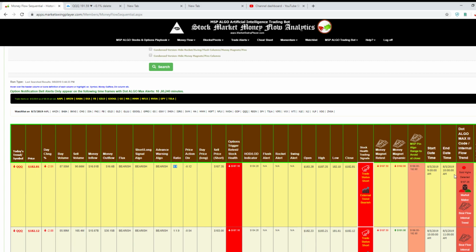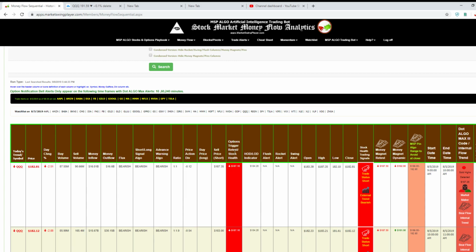From 9 to 10, there was more selling than buying, so the sell price will be populated. If there's more buying than selling, the buying will be populated. In this case, more selling.